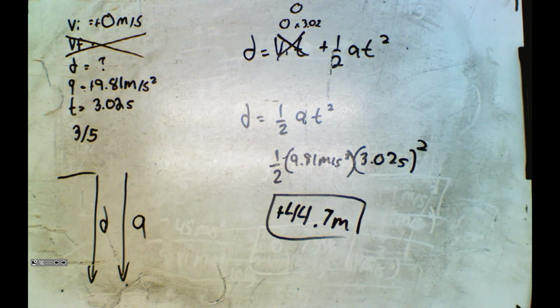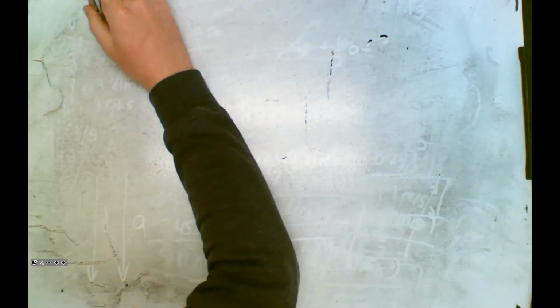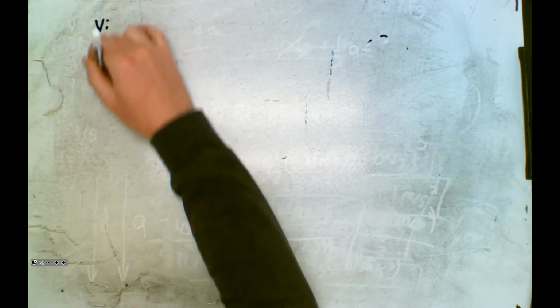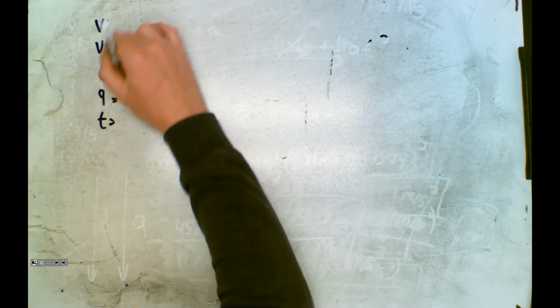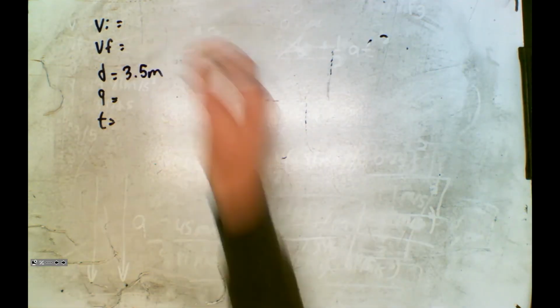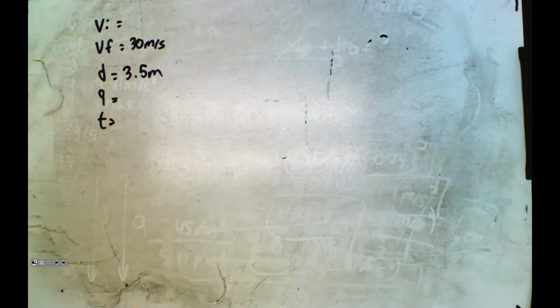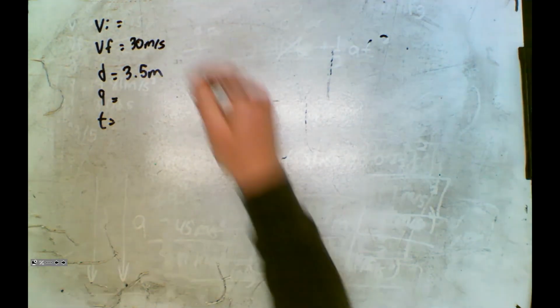Okay, so for this one, it's just a pitcher starting here, throwing the ball. That's all it's talking about. So we have VI, VF, DAT is how we want to start this question. So it says that the ball accelerates 3.5 meters, and it says he throws a fastball of 30 meters per second. So that's going to be my final speed, 30 meters per second.